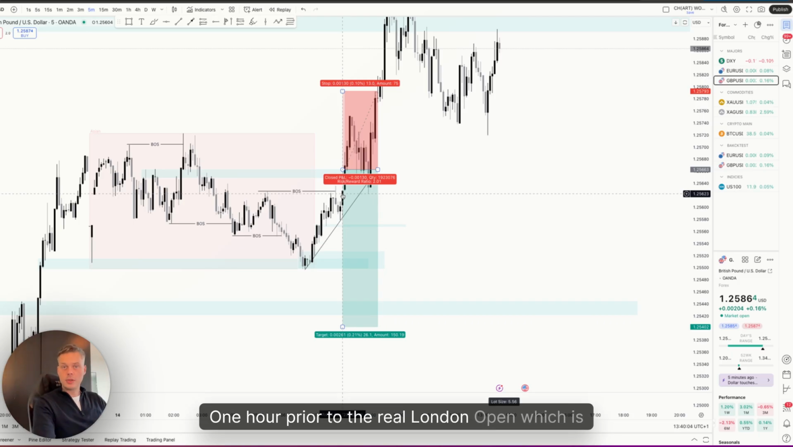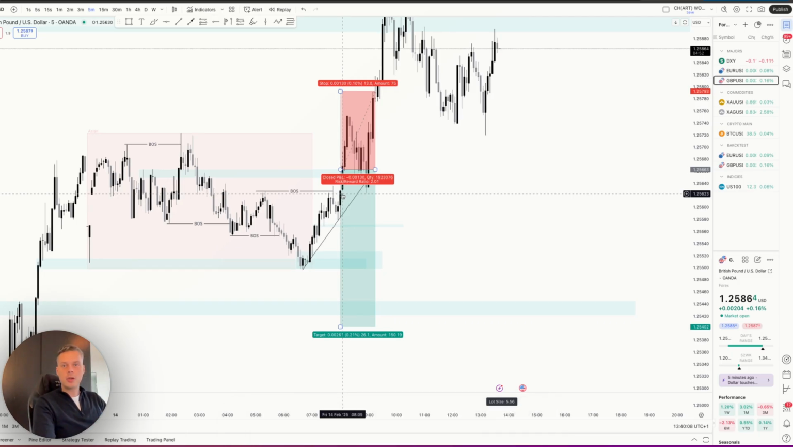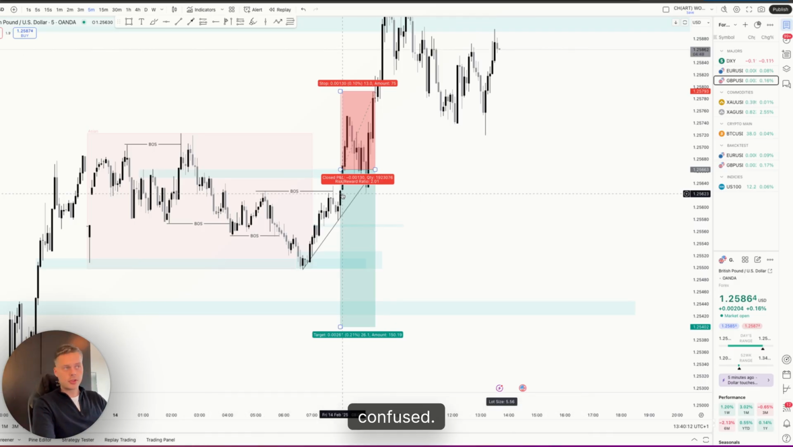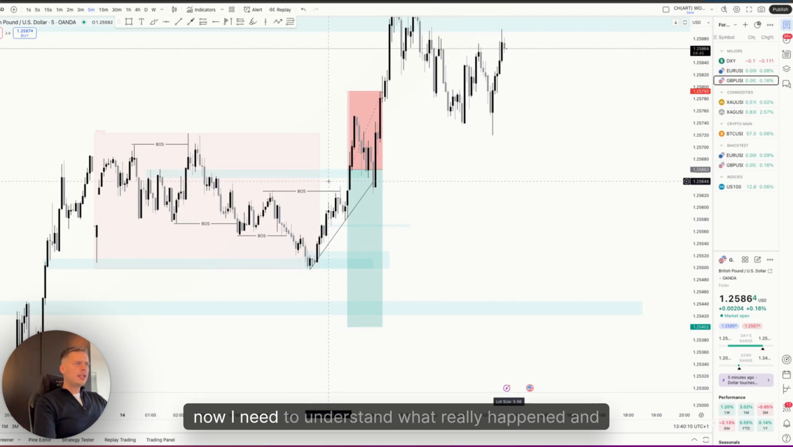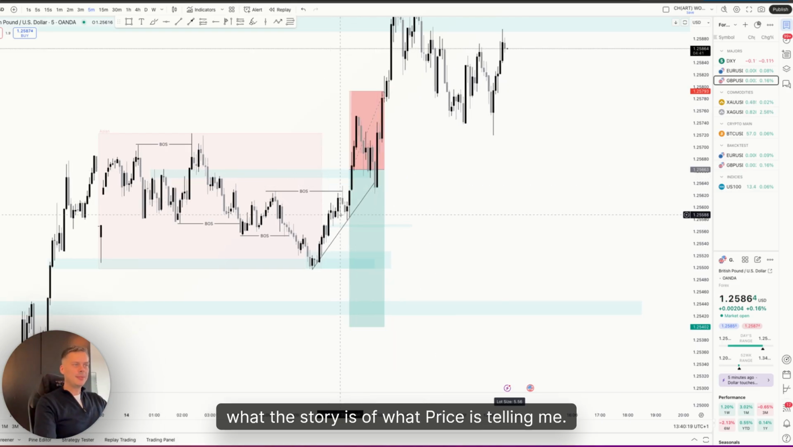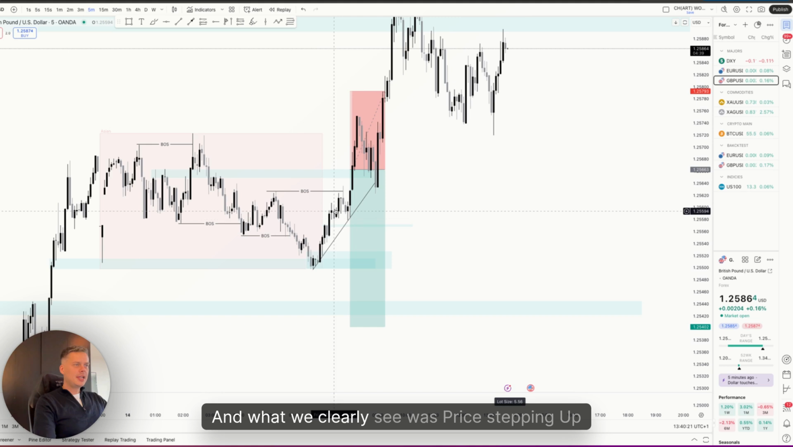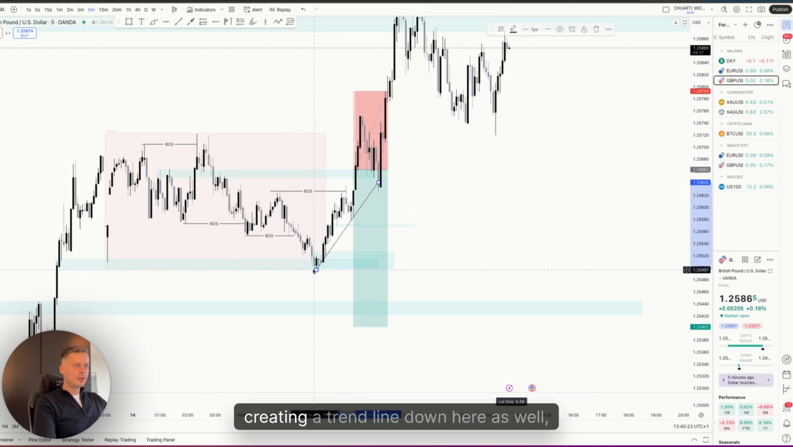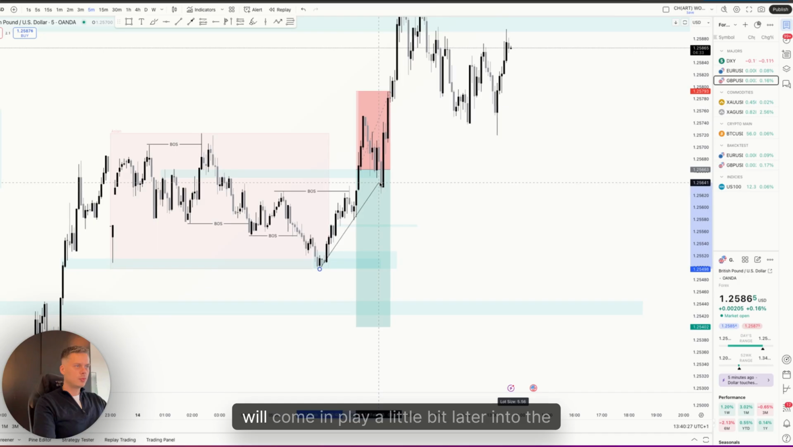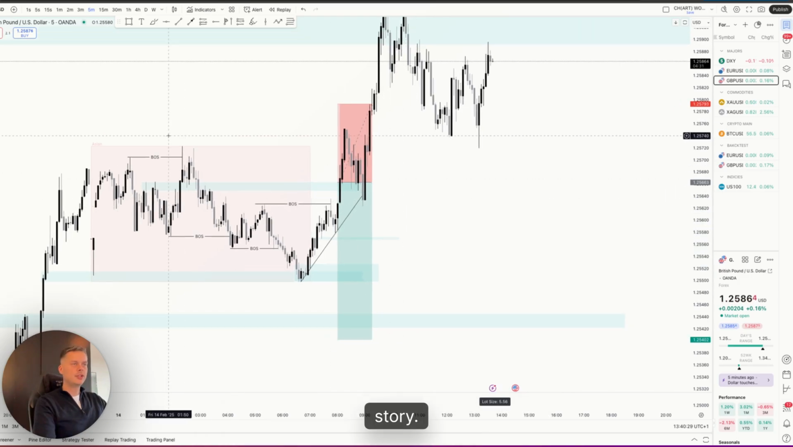1 hour prior to the real London Open, which is 9 a.m. Amsterdam time and 8 a.m. London time. My chart is on Amsterdam time, so don't get that confused. So now I need to understand what really happened and what the story is of what price is telling me. What we clearly see was price stepping up, creating a trend line down here as well, which will come into play a little bit later in the story.